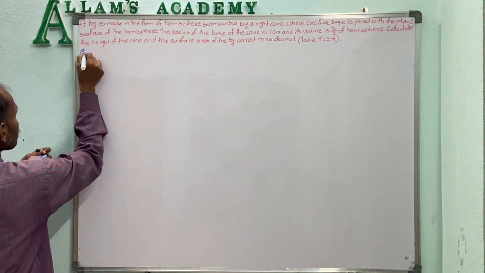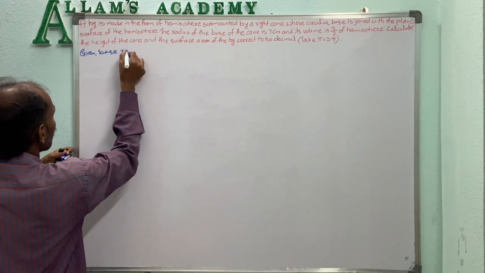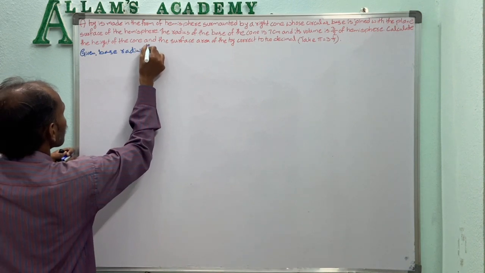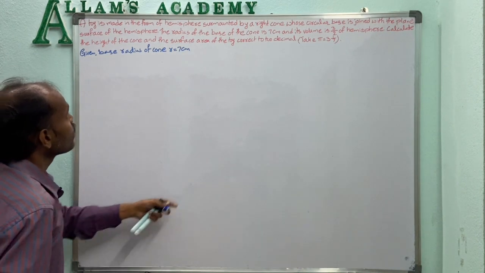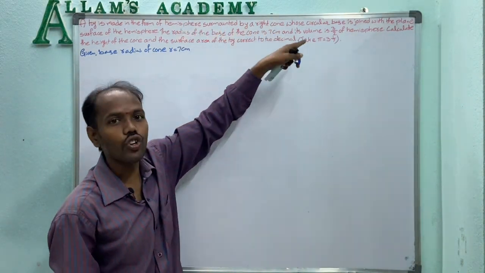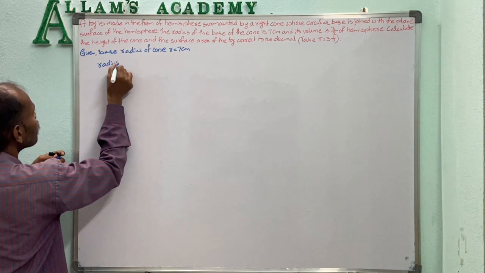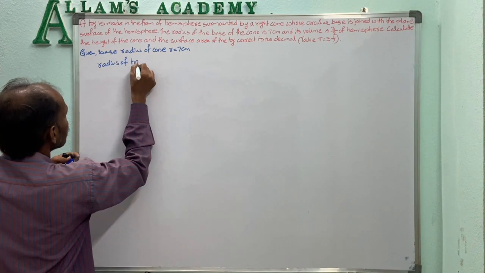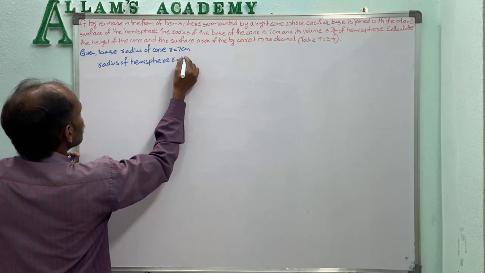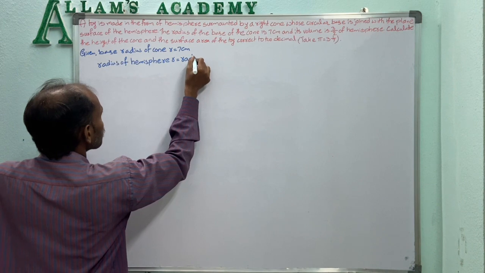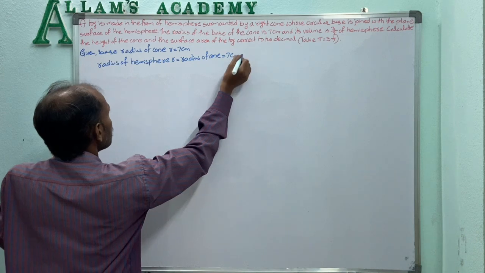Given: base radius of cone is equal to 7 centimeters. The hemisphere is surmounted on the cone, so the radius of the hemisphere is equal to the radius of the cone, which is equal to 7 centimeters.